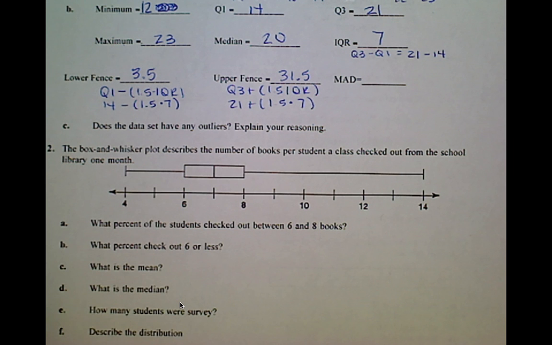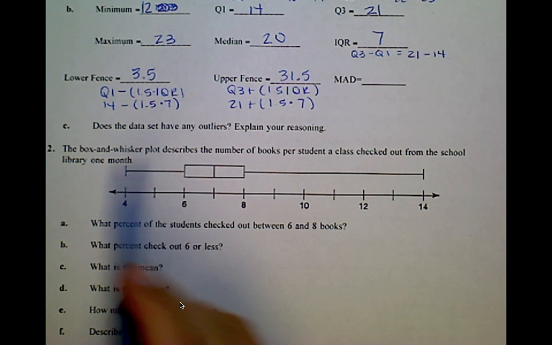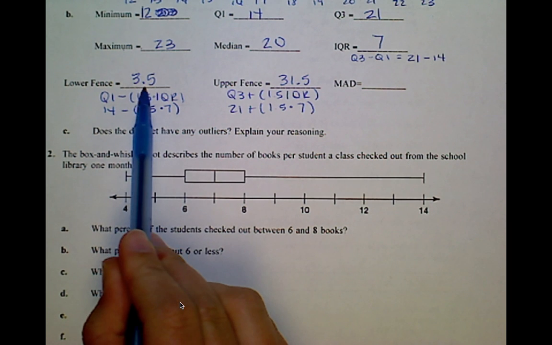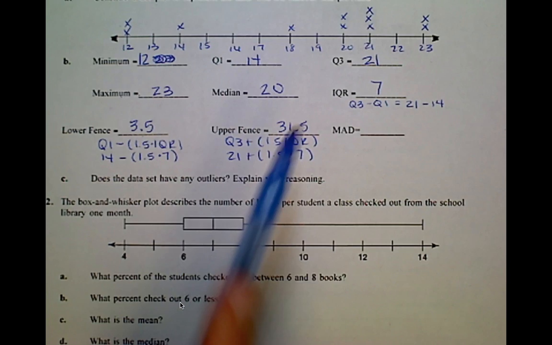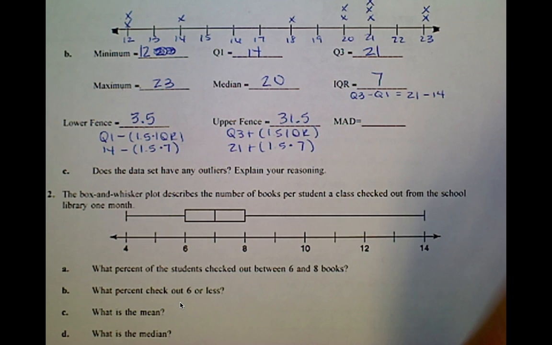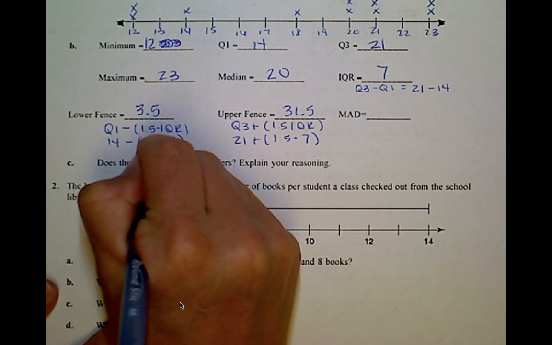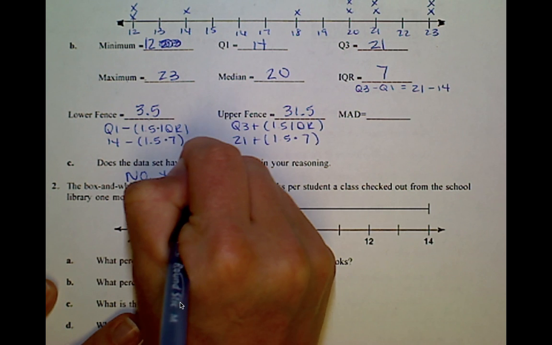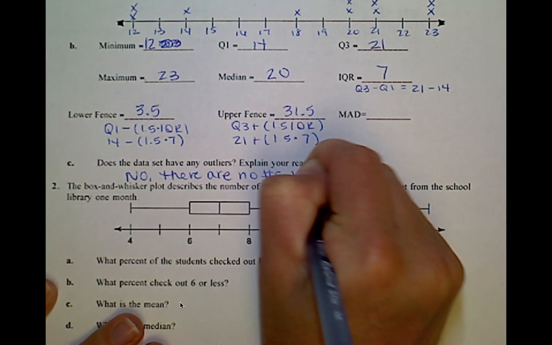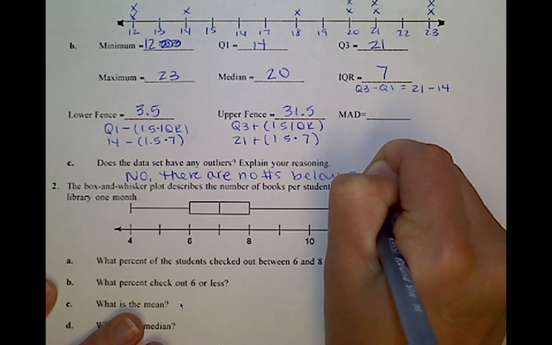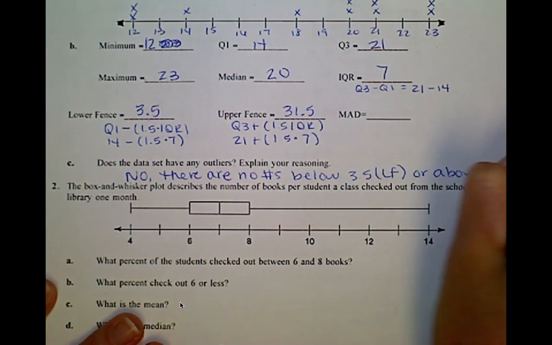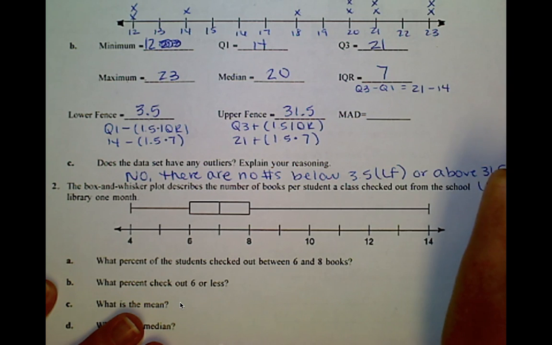Okay, now that I got 31.5, if I'm looking down here, it says, do you have any outliers? So therefore, are there any numbers smaller than 3.5? Nope. When we're looking at our number line, our smallest number is 12. Are there any numbers bigger than 31.5? Nope. Our biggest number is 23. So therefore, no. There are no numbers below 3.5 or the lower fence, or above 31.5 or the upper fence.